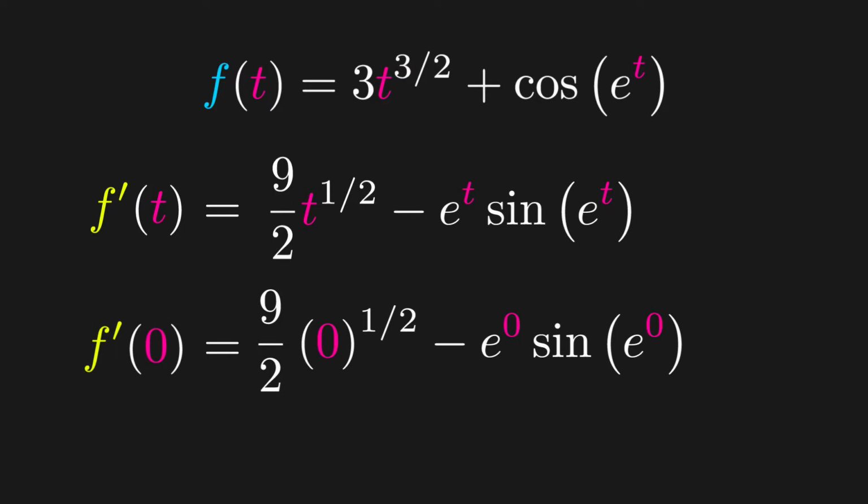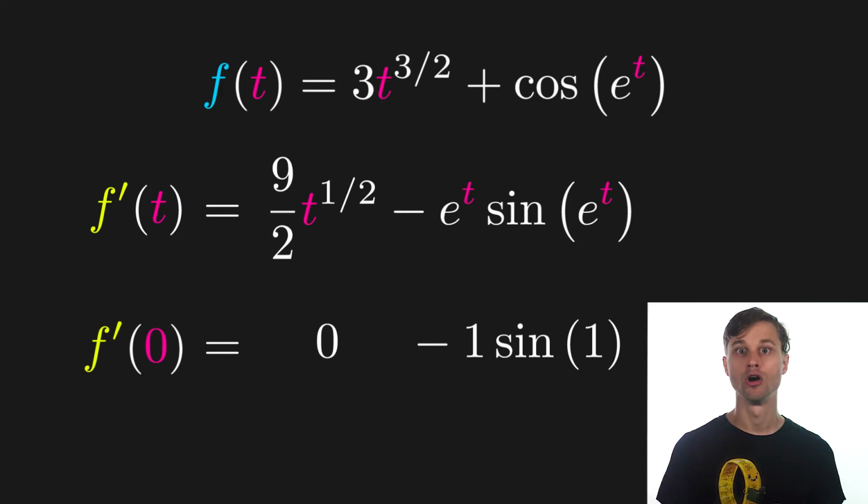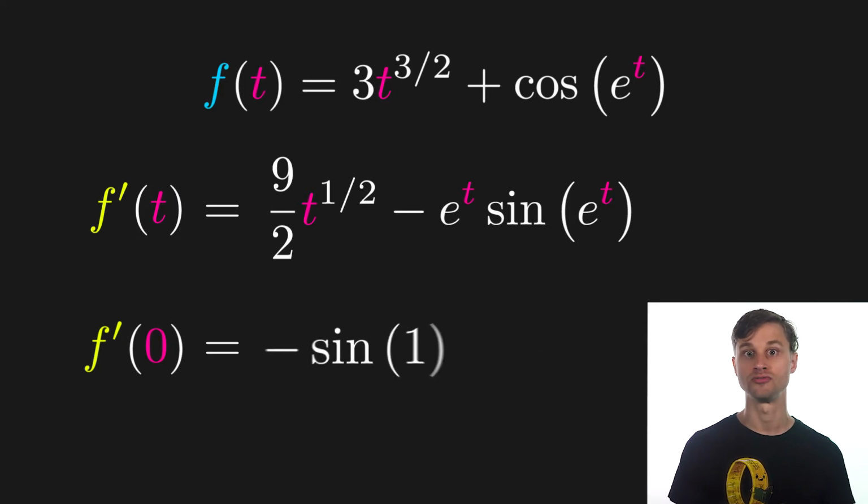So f prime of 0 is equal to 9/2 times 0 to the 1/2 power minus e to the 0th power times sine of e to the 0th power. The first term just becomes 0, the square root of 0 is 0, and then in the second term we get negative e to the 0th power, which is just 1, times the sine of e to the 0th power, which again is just 1, so we have the sine of 1. So the exact value for this answer is f prime of 0 is equal to negative sine of 1.